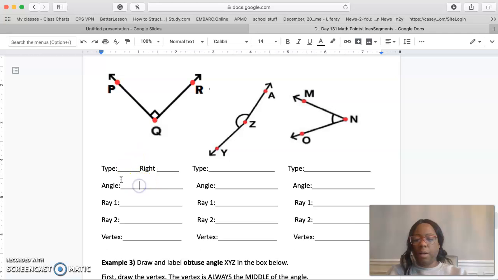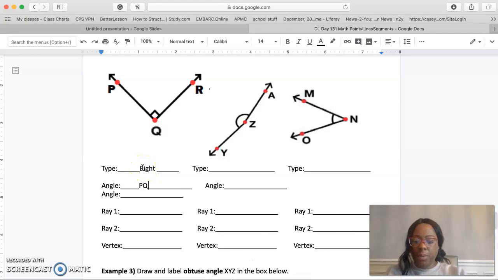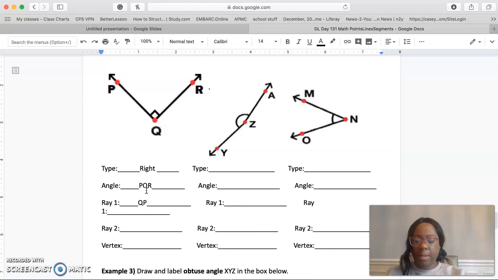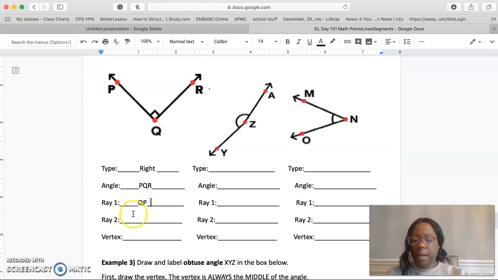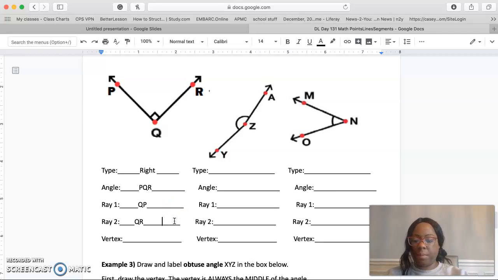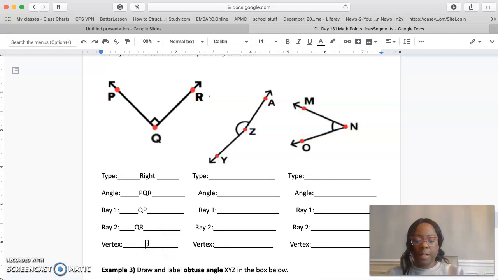Now let's go on. We have angle PQR. The first ray would be QP, and the second ray would be QR. The vertex would definitely be Q.